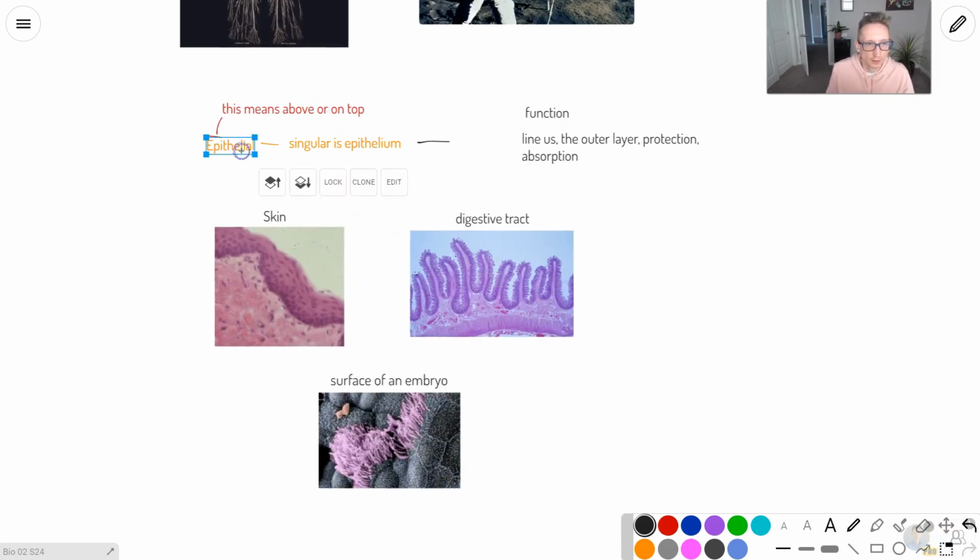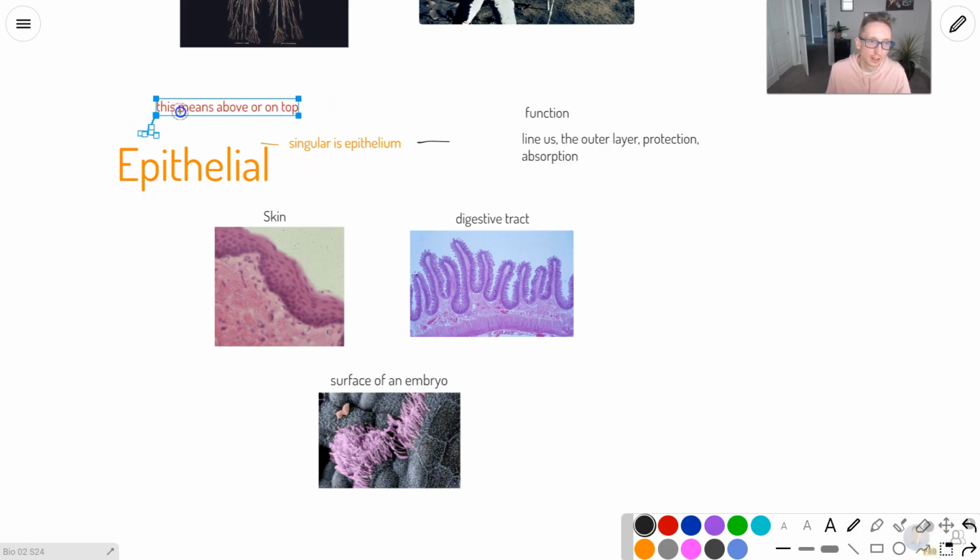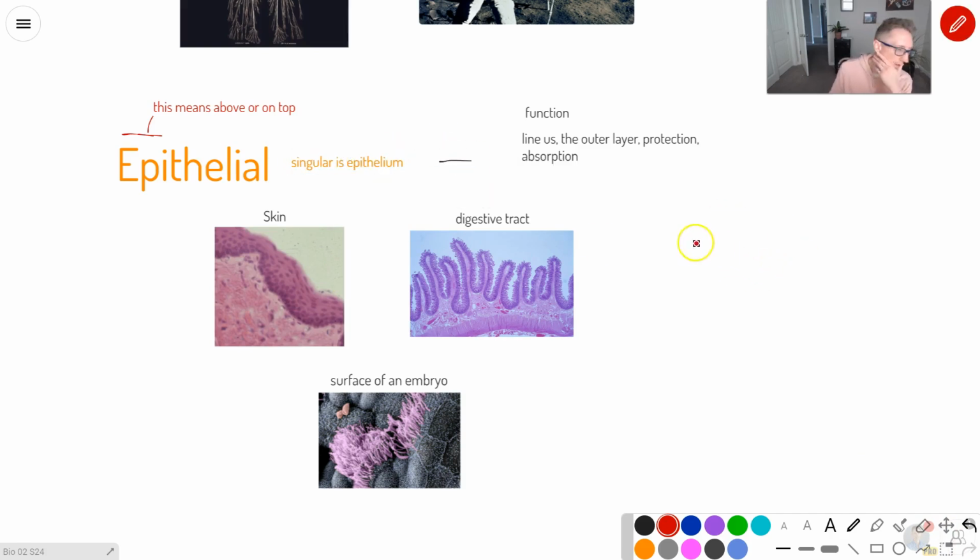Okay, so that's one, epithelial. Wonderful. Making that a little bigger. We'll move that over there. Epi means on top or above. So it's like on top tissue. Okay. All right, cool. That's the epithelium.